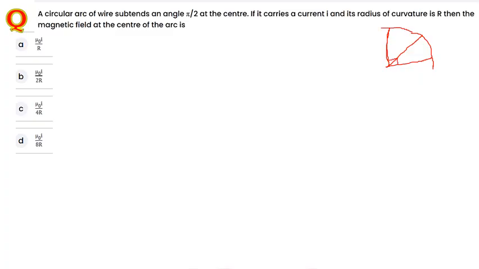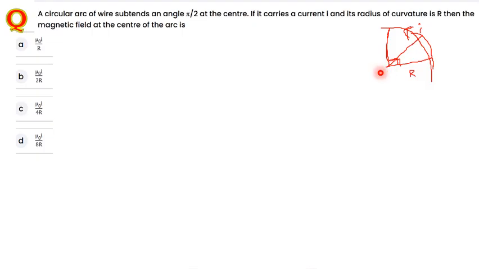So the arc here will be about one quarter of the circle. The angle here is 90 degree, the radius of curvature here is capital R, and the current flowing in this coil or wire is I. In this case they are asking for the magnetic field at the center if the wire is maintained as a circular arc. That's what they are asking here.